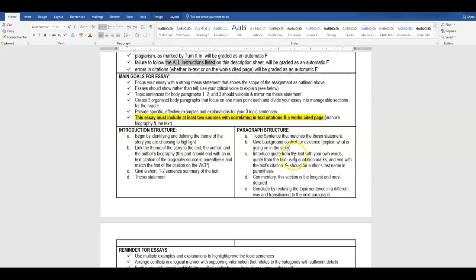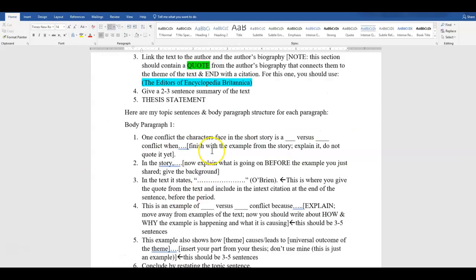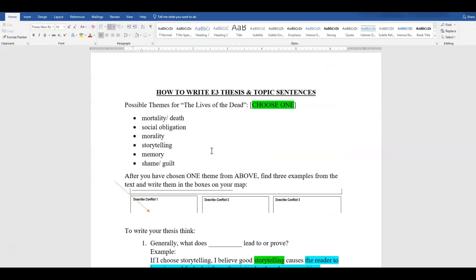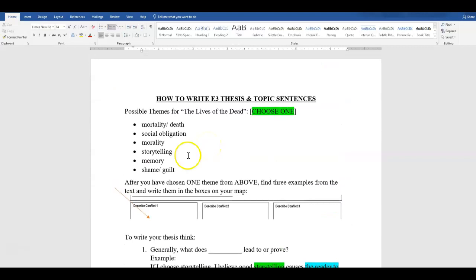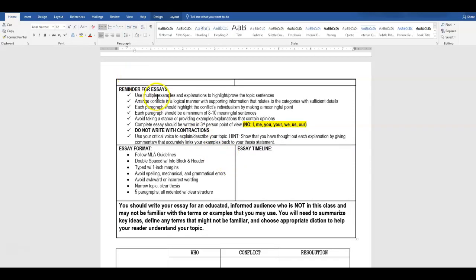Here is your introduction structure and your paragraph structure, but you will see that that same thing is given on the How to Write guide for Essay 3. As long as you are following that, you will be good to go. Reminders: use multiple examples and explanations. If it's a conflict, you have to do certain things. We're going to talk about that in a moment.